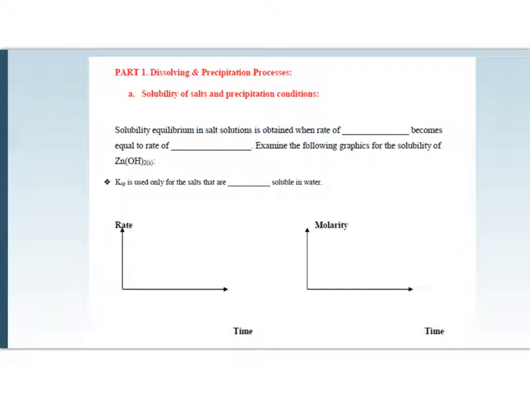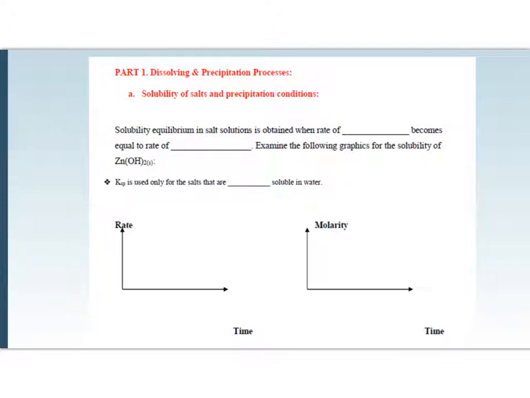Okay, first let's talk a little bit about the dissolving and precipitation process. Now remember what dissolving was. If you have a polar solute, it can dissolve in a polar solvent. If you have a nonpolar solute, it can dissolve in a nonpolar solvent. So we have that rule, like dissolves like. But some salts dissolve in water very little, so you have solubility equilibria for those salts.